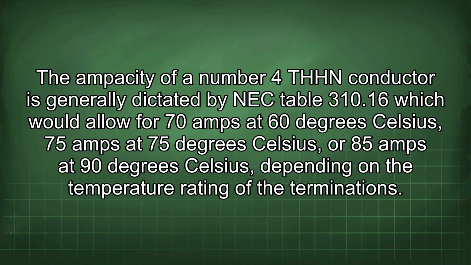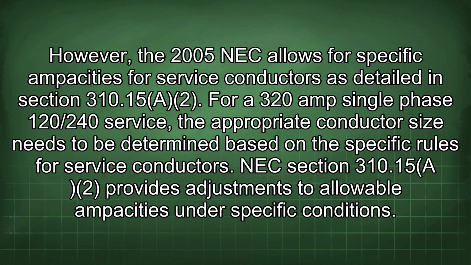The ampacity of a number 4 THHN conductor is generally dictated by NEC Table 310.16, which would allow for 70 amps at 60 degrees Celsius, 75 amps at 75 degrees Celsius, or 85 amps at 90 degrees Celsius, depending on the temperature rating of the terminations. However, the 2005 NEC allows for specific ampacities for service conductors as detailed in Section 310.15(B)(6).